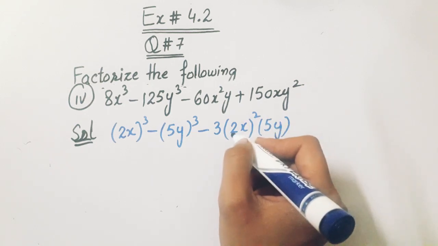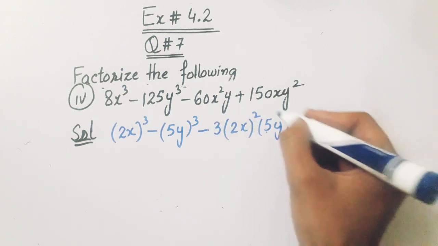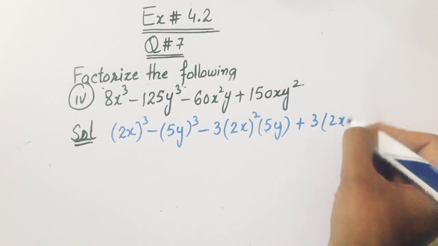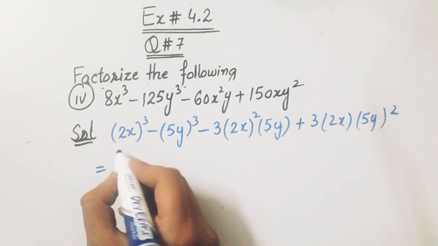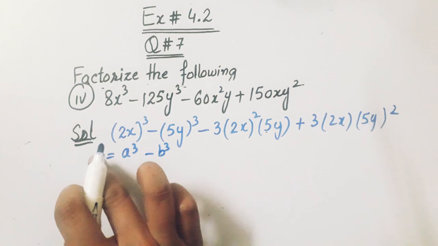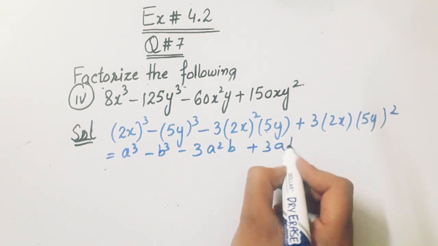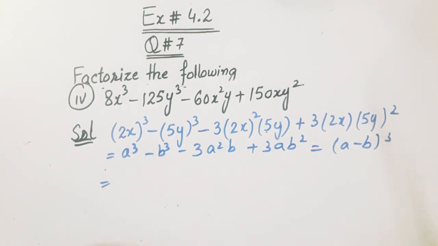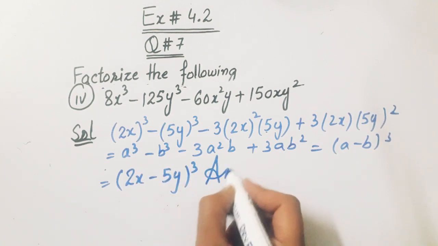because 2 square is 4, 4 into 5 is 20 and 20 into 3 is 60. And then 150xy square can be written as plus 3 into 2x and 5y square. So this becomes a cube minus b cube minus 3a square b plus 3ab square, which is equal to a minus b whole cube. We will write this as 2x minus 5y whole cube. This is the final answer.